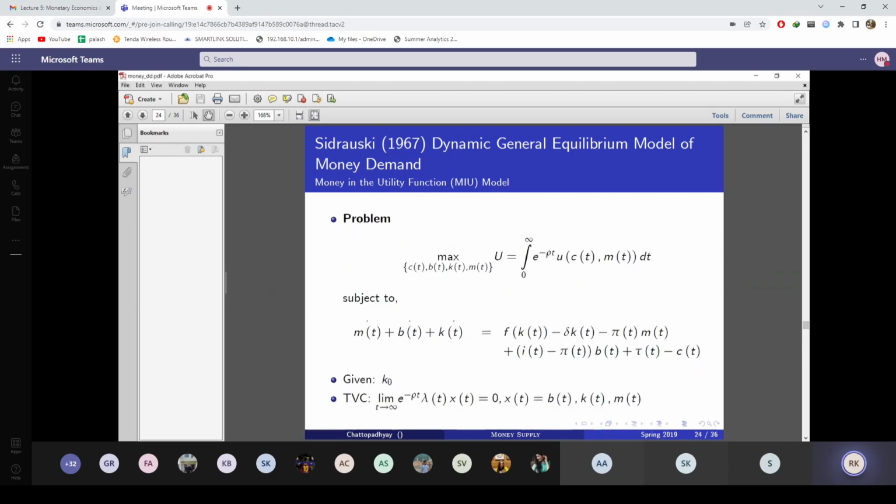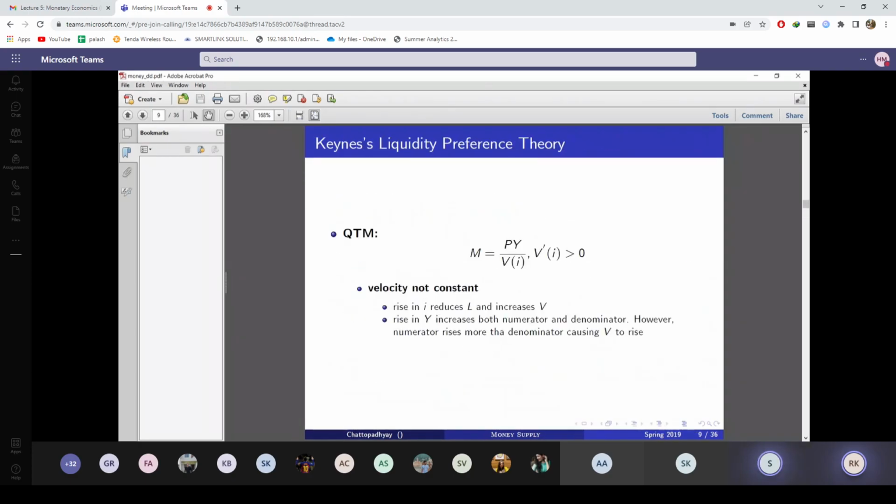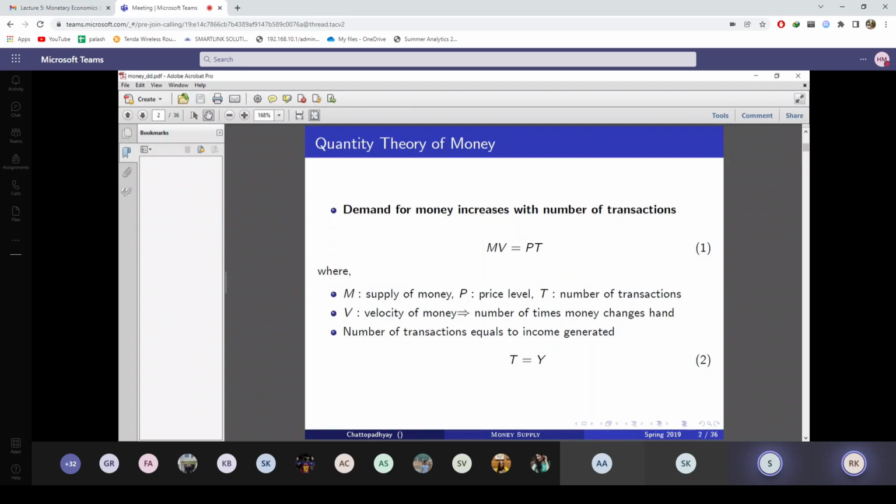So let us start with money demand, something that is very familiar to you. We actually start with the very standard quantity theory of money, which gives us the very simple money demand, and then the speculative part comes into the picture. Okay, the equation number one.